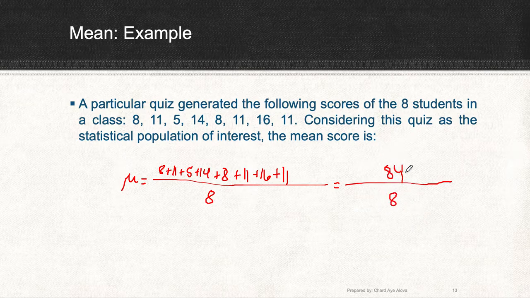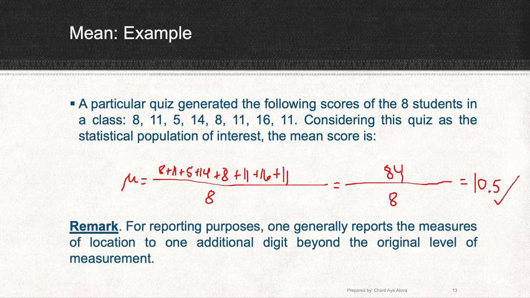So 84 divided by 8 is going to give us 10, right? There are 10 eighths in 80, and then we have 4 over 8, which is 1/2. So the answer is 10.5. That's the average, the mean score, of the 8 students. Take note, for reporting purposes, one generally reports the measures of location to one additional digit beyond the original level of measurement. Notice that we have 8 numbers, so we want to extend one digit place beyond that original level of measurement.